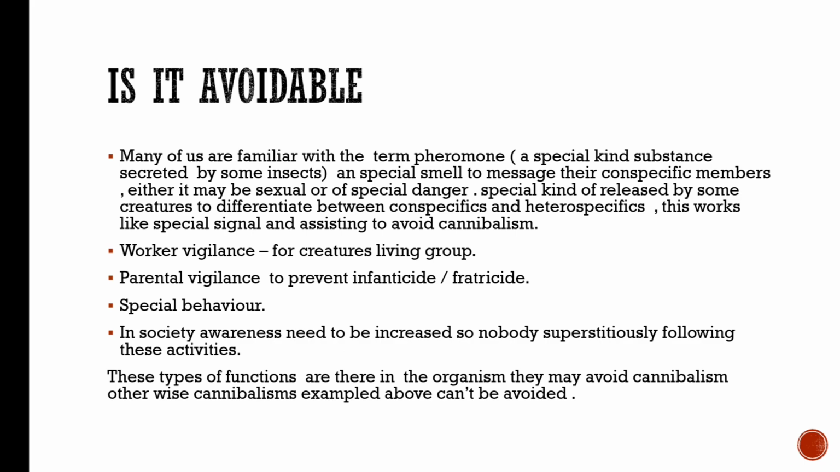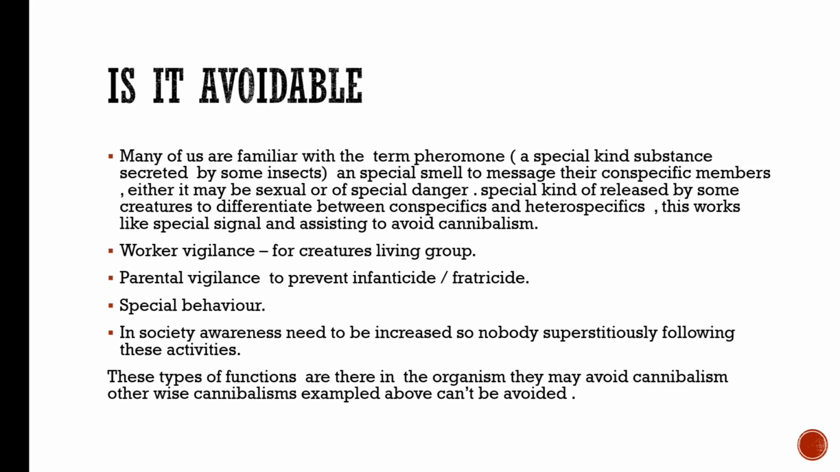Worker vigilance and parental vigilance are quite similar, but worker vigilance is more noticeable in a beehive. In parental vigilance, for the Fletcher frog, it can be exemplified that the tadpoles get extra nutrition from the body of the parent, so for that it can intercept infanticide. Special behavior also plays a vital role here, to make aware of the presence of the conspecific. They behave in a special way to avoid, intercept, or prevent cannibalism.